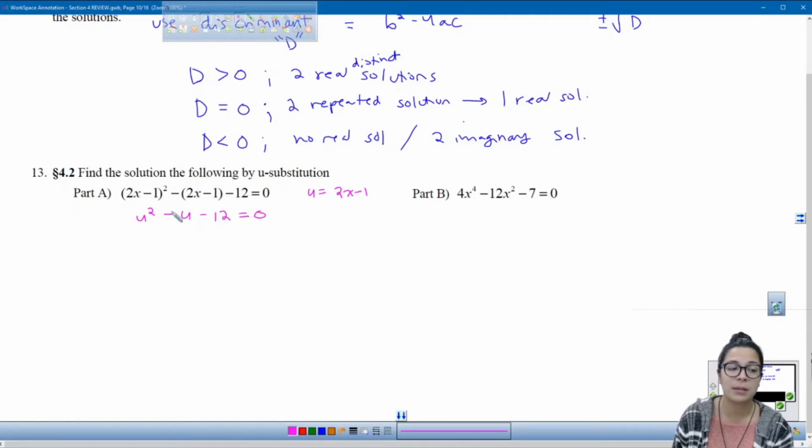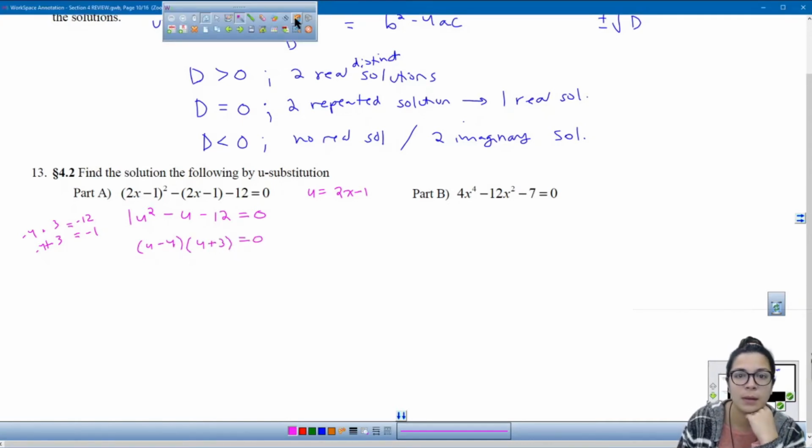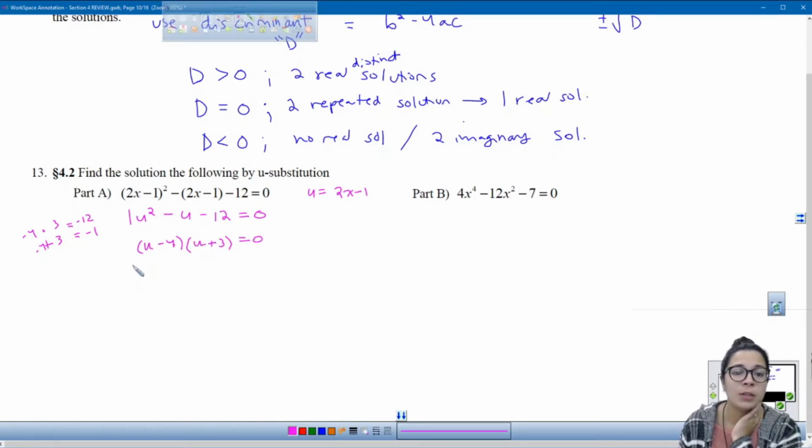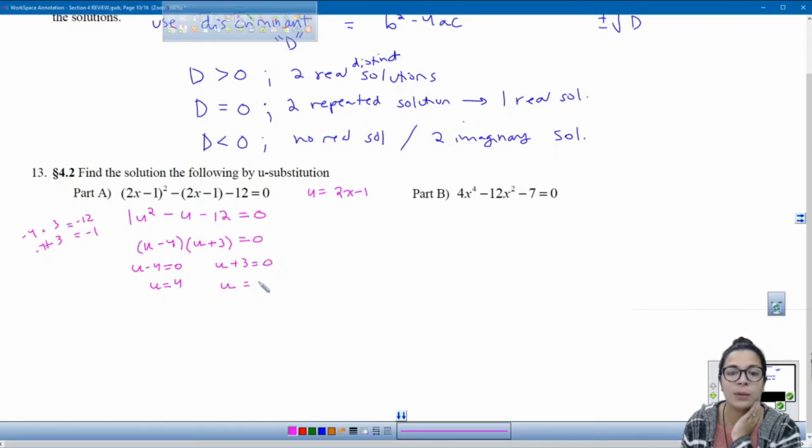Now, I can factor this to solve for U, right? The coefficient here is 1. So multiplies to negative 12 and adds to negative 1 would be negative 4 and 3. So this will factor into U minus 4 times U plus 3. Let's be a little careful with our U's here. They're starting to look like 4s. Let me curve them a little bit. Okay. So if U minus 4 equals 0, we get the solution of U equals 4. And if U plus 3 equals 0, then we get the solution of U equals negative 3.